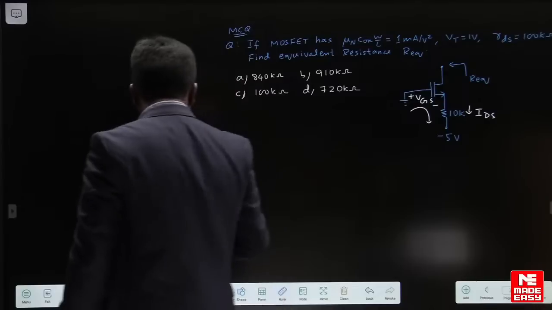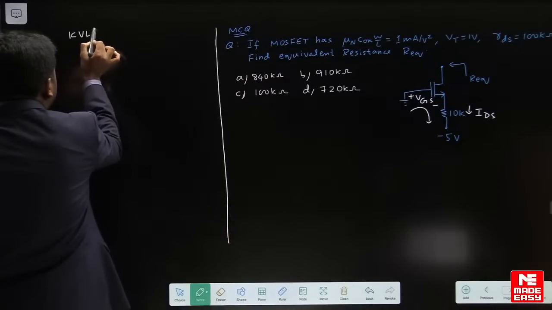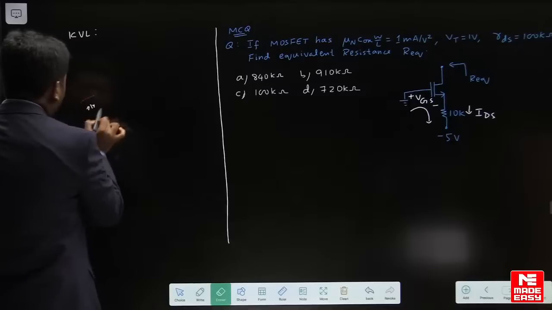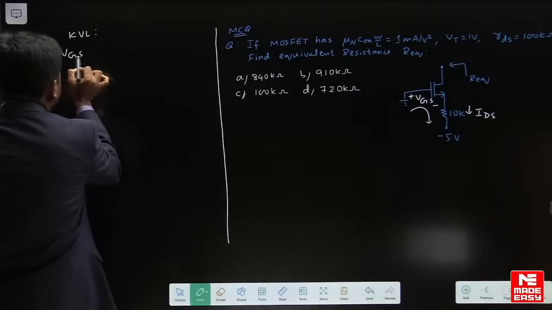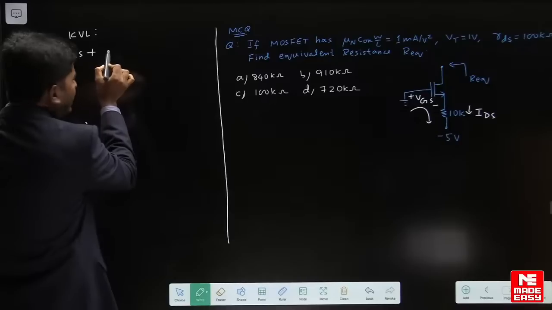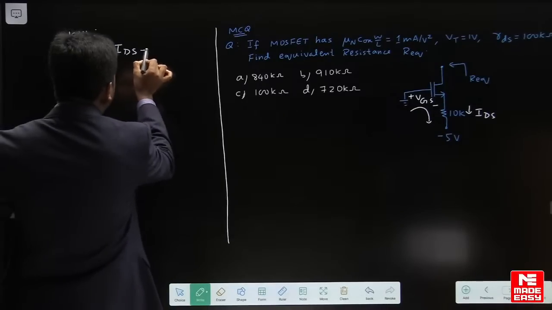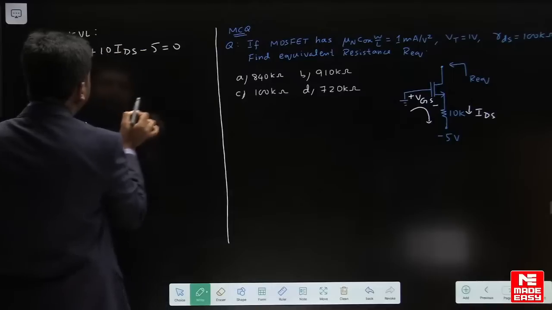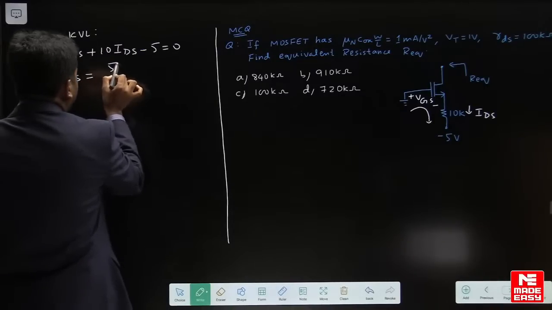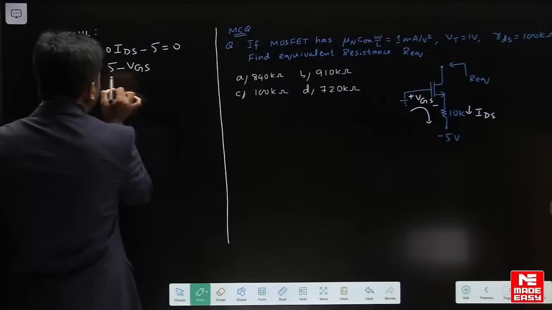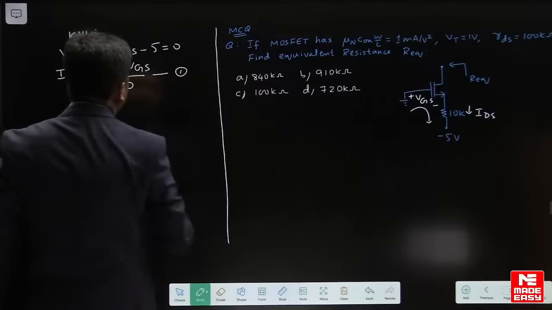KVL, I am doing a bit of DC analysis to calculate gm, transconductance. तो पहले हम उस लूप में KVL अप्लाई कर लेते हैं. It will become VGS plus 10 IDS minus 5 is equal to 0. ठीक है, और मैं यहाँ से लिख देता हूँ ड्रेन करंट इज इक्वल टू (5 minus VGS) divided by 10. Is that okay? Let us call it equation 1.